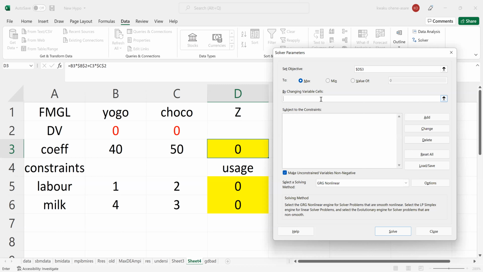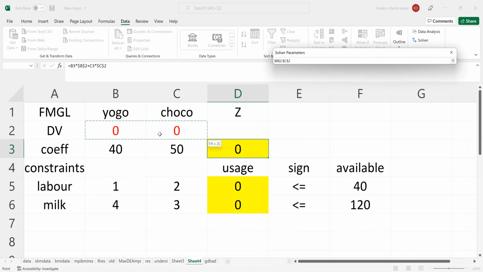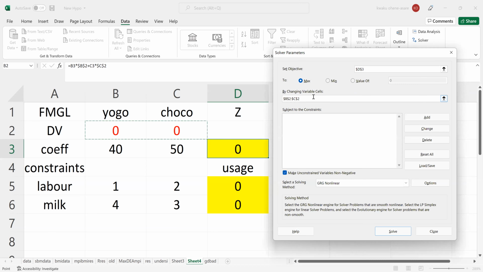Everything is blank there. Whilst everything is blank, go and click the 0 for the yogo and drag it to the 0 for the choco. I repeat, click the 0 for the yogo, drag it to the 0 for the choco. And it must appear in that by changing variable cells, you must see B2:C2. That means that you have selected them nicely. Don't click the 0 for the yogo and then go and click the 0 for the choco. No, click for one, drag it to the other, you get it. Okay, once you are done, click the big white space below, which is called subject to the constraints.